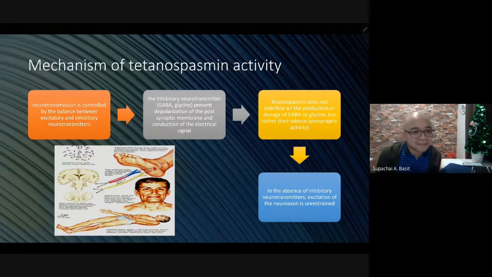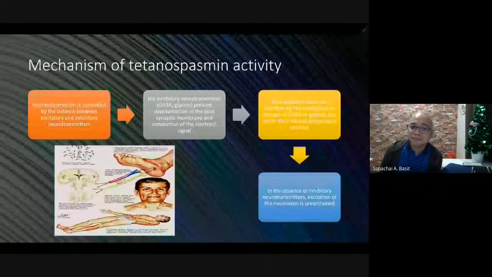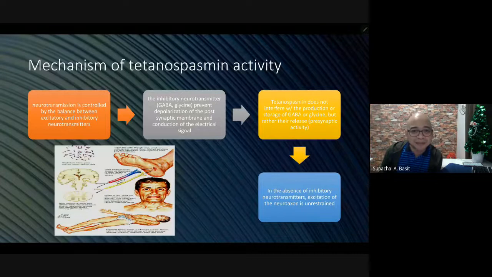So what's the mechanism? Neurotransmission is controlled by the balance between the excitatory and inhibitory neurotransmitters. Examples of inhibitory neurotransmitters are gamma-aminobutyric acid or GABA, and glycine. They prevent the depolarization of the postsynaptic membrane and the conduction of electrical signal. So if we have toxins such as tetanospasmin, it does not interfere with the production or storage of GABA, but it will interfere with the release of the GABA, particularly at the presynaptic level.